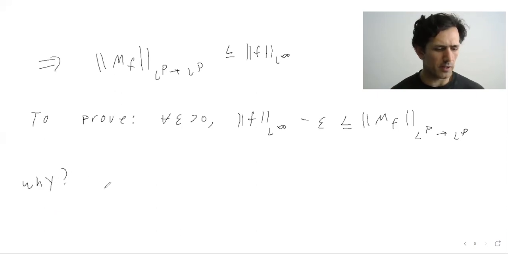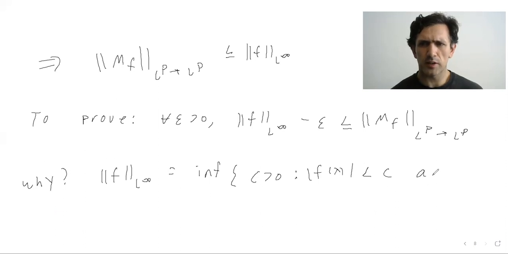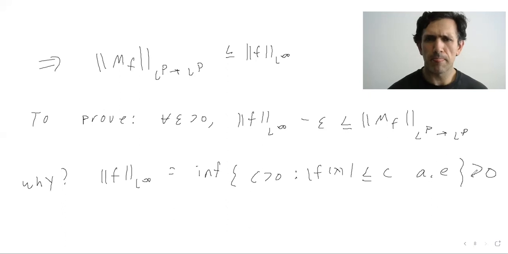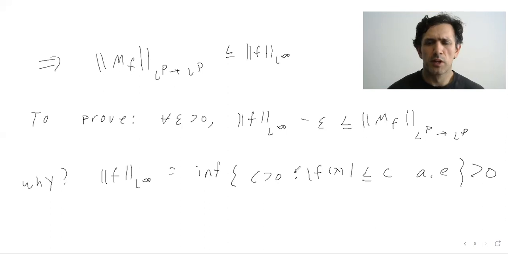So how do I prove this? Well, I'll just remind you of what the L infinity norm is. It's essentially the smallest positive C where |f(x)| is less than or equal to C almost everywhere. And we're assuming this is positive. The smallest might not exist, so the next best thing is the infimum. So morally speaking, it's the smallest C where |f(x)| is less than or equal to C almost everywhere.